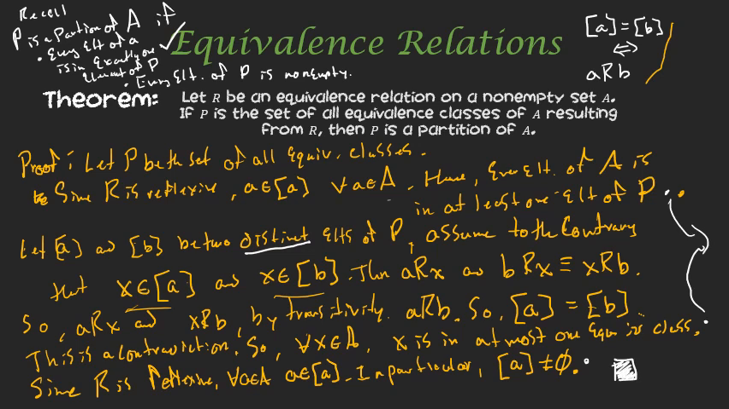And that's it. So this is going to be really handy in Chapter 7, which we're going to go to after Chapter 5, where we'll use this result to great effect, that we know that we get a partition from every equivalence relation. All right, see you in the next video.